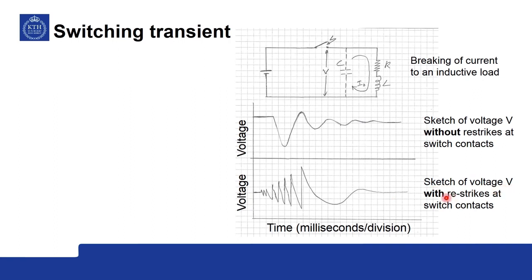Sketch of voltage V with restrike at switch contacts, and this time is in milliseconds per division. So, you can see that there is high frequency content in this arcing. Depending upon the design of your circuit and the switch, you can produce devices that produce a lot of noise or less noise.